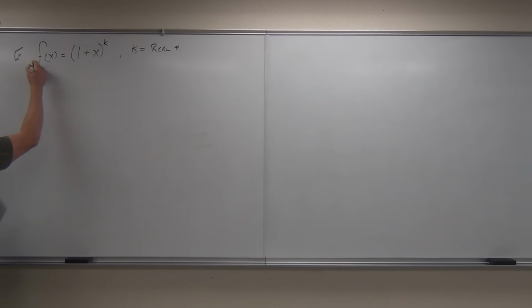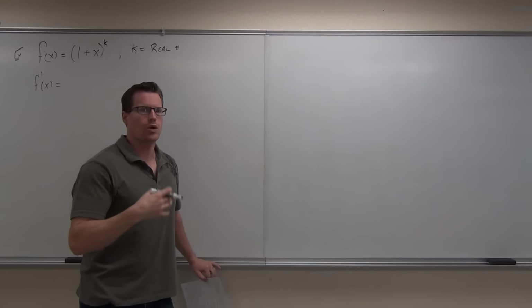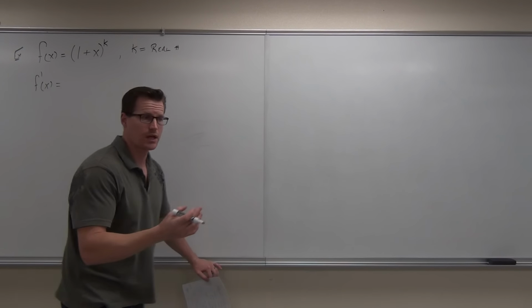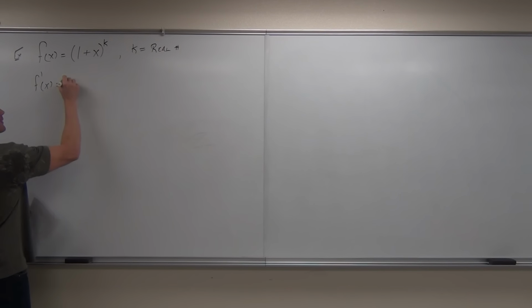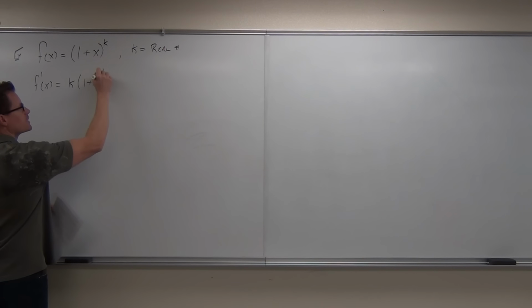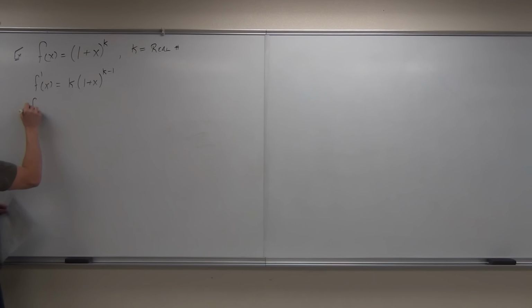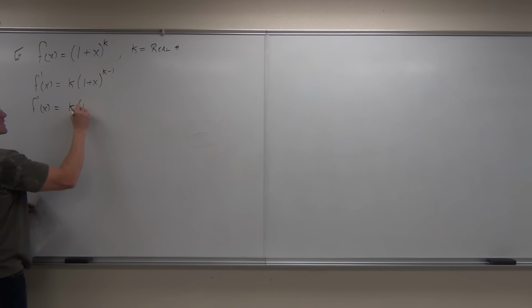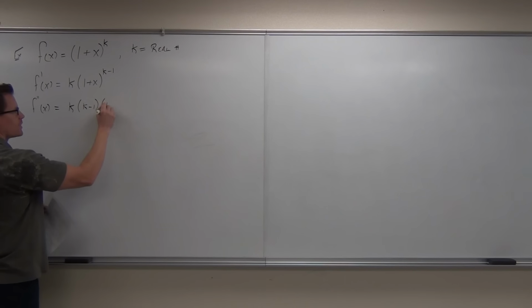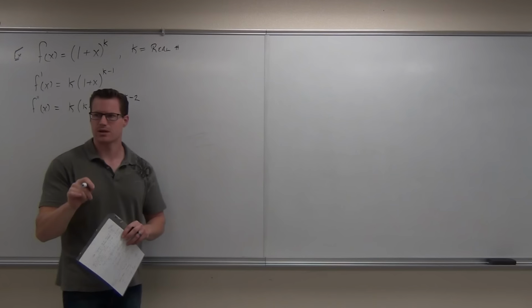We always start with the function itself, f of x, and we find our first derivative. If you notice this, it's going to be the chain rule over and over and over again. So practically, we bring down the k, we get 1 plus x to the k minus 1, the chain rule gives us 1, and then we get k. Very good, that's right. And we keep on going. The second derivative would give us k times k minus 1 times 1 plus x to the k minus 2. Are you hanging on with me here?